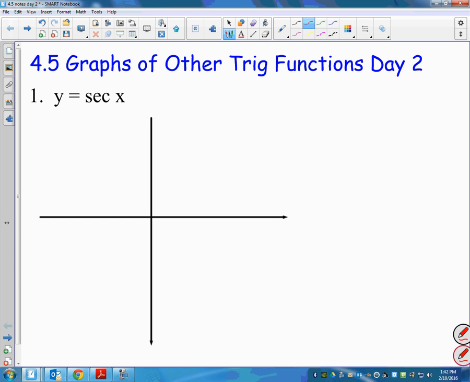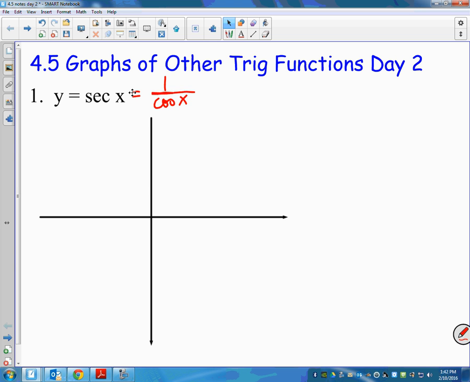The easiest way to do this is compare it to its reciprocal, right? Secant of x is the same as 1 over what? The reciprocal of secant is cosine. So isn't this the same as 1 over cosine?